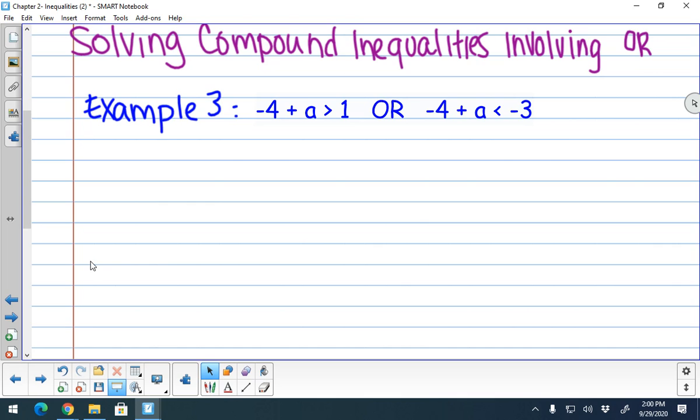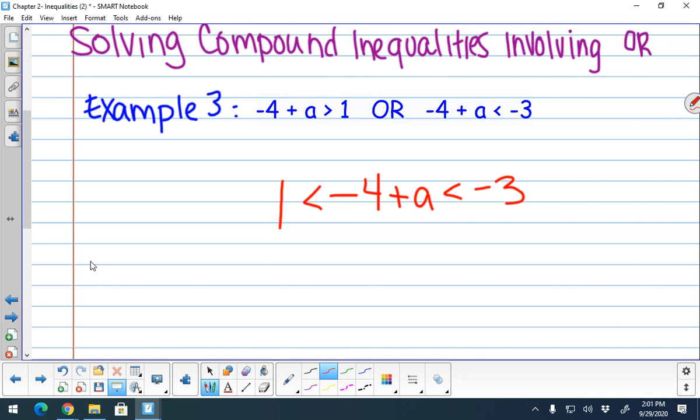So in this one, it says negative 4 plus a has to be greater than 1, or negative 4 plus a has to be less than negative 3. Now, please understand, while I know they both have this negative 4 plus a in common, I am not allowed to write it like that.